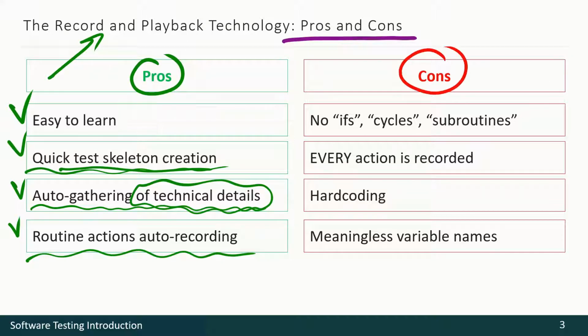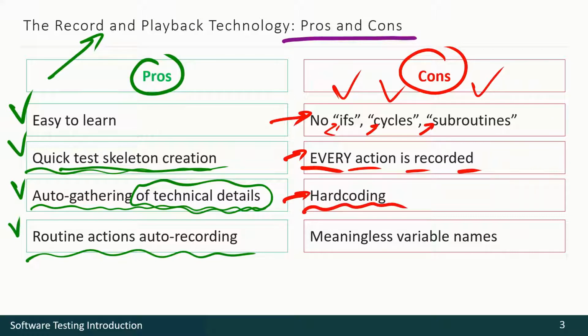But of course there are cons. There are absolutely no ifs, cycles, subroutines during recording. Some automation tools even do not allow adding all these useful things after recording. Most do, but some do not. Every action is recorded, anything you do, like if you record a video with a phone, every action. That's why you have to edit your script after the recording.